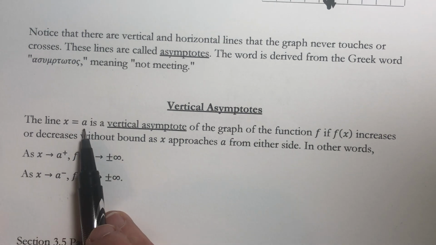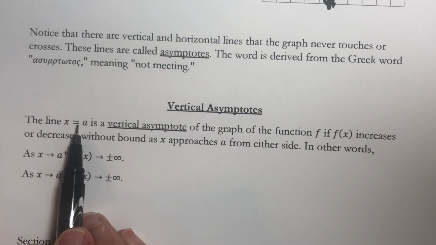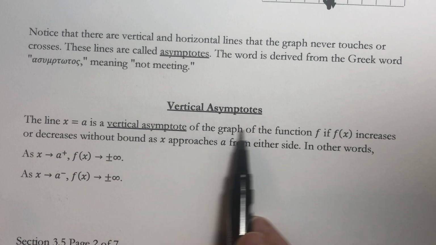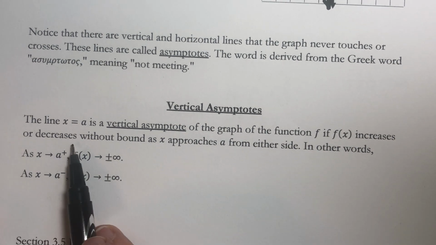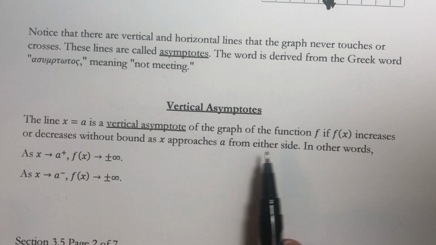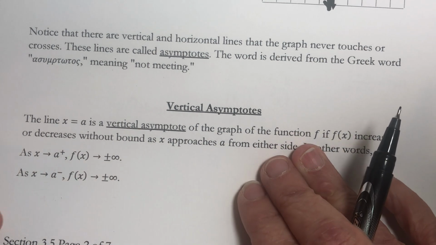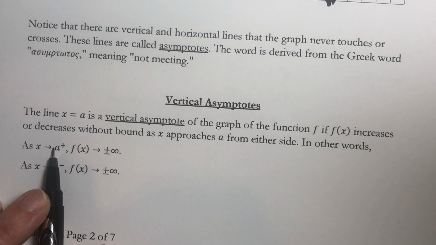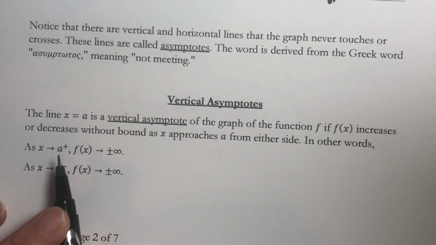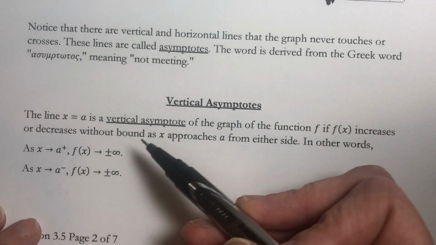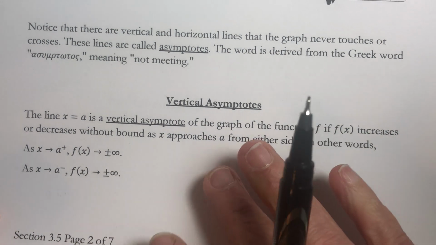The line x equals a, where x equals means it's a vertical line, is a vertical asymptote of the graph of f if f increases or decreases without bound as x approaches a from either side. So this says as we're getting close to this number, whatever it is, from the right and from the left, our graph either goes to positive or negative infinity.